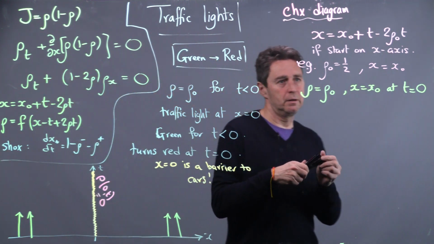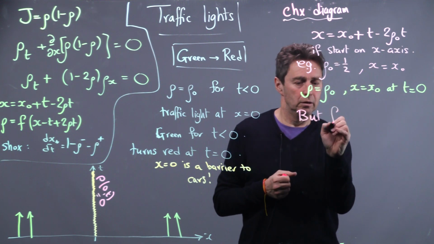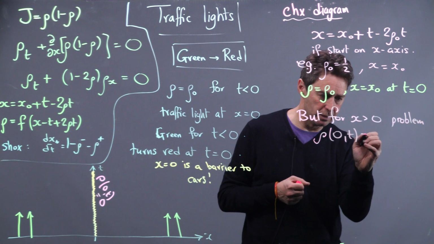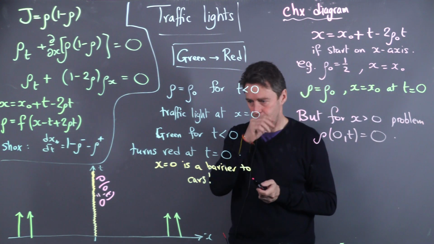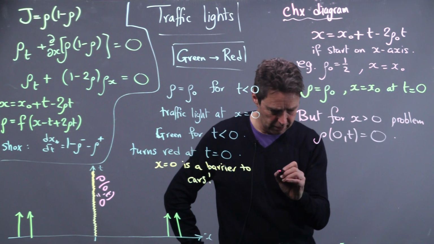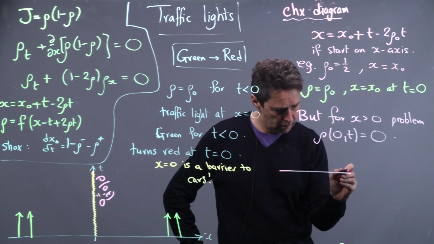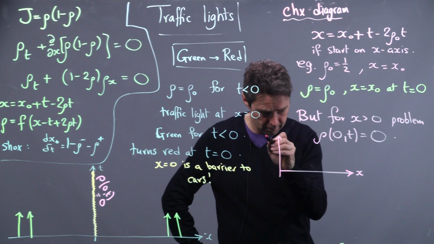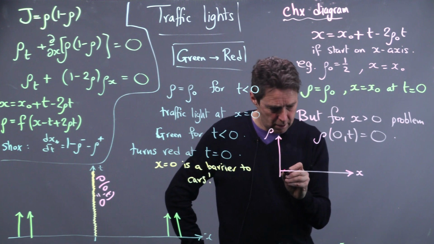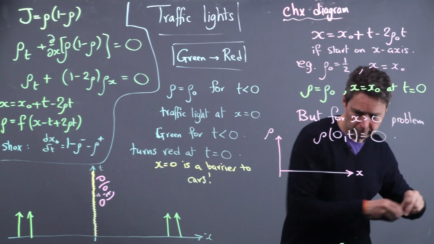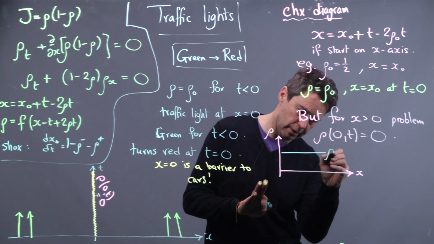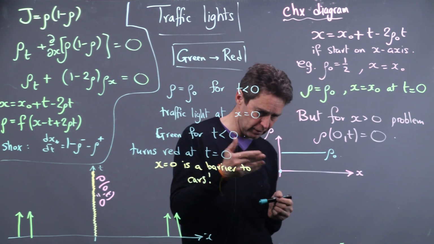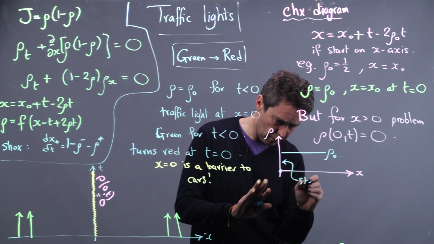That's okay. So let's put that: for the x greater than 0 problem, we have that rho of 0, t is equal to 0. Well, what does that mean? It means that if I think about my solution, the initial condition is like the following. So this is rho. I have rho 0 everywhere to the right, but then at the point x equal to 0, rho is equal to 0, because nothing's coming through. So we've got a step there.